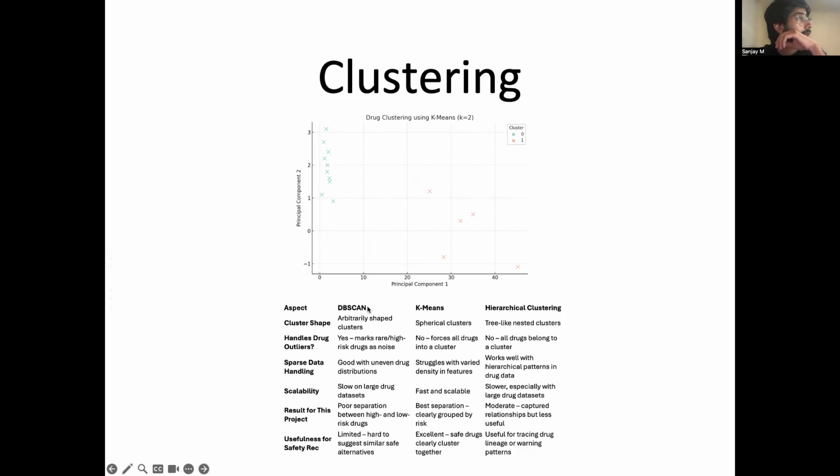As you can clearly see, we did DBSCAN as well. We did hierarchical clustering, but out of these three, I felt clustering with k equal to two clusters gave us the best result. It was fast, scalable, and it clearly separated the groups based on the risk. Yeah, we got a great model.